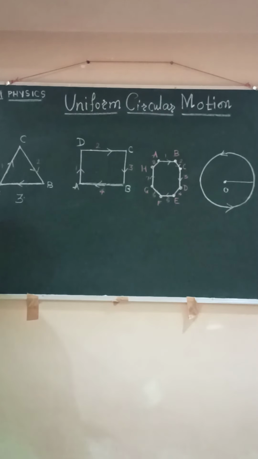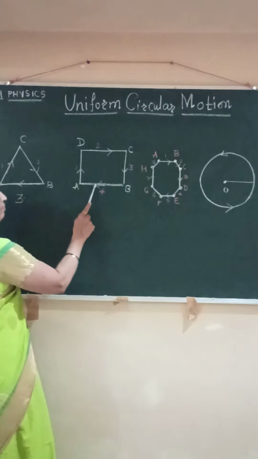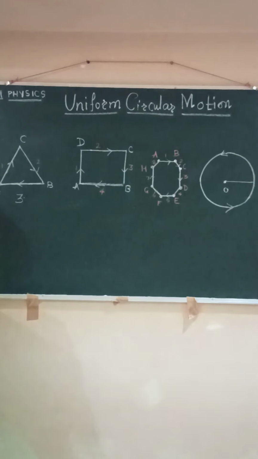So to study circular motion, we have drawn some figures here. Let us observe these figures one by one. First we have drawn a triangle, triangle ABC.